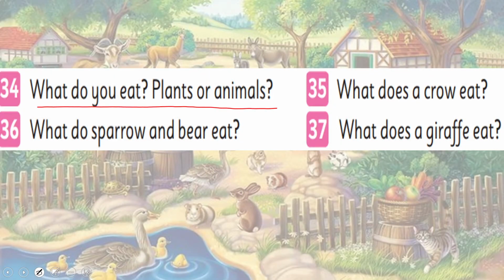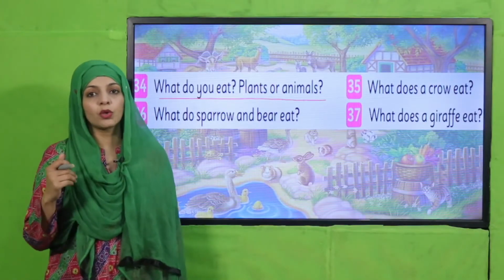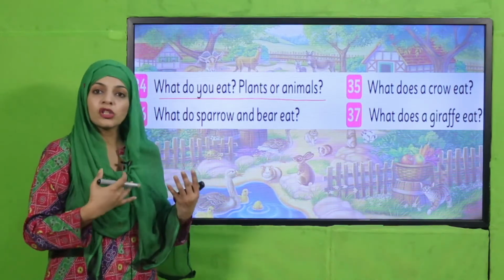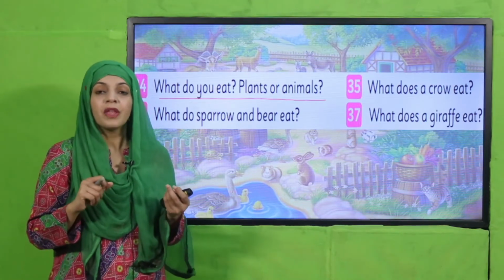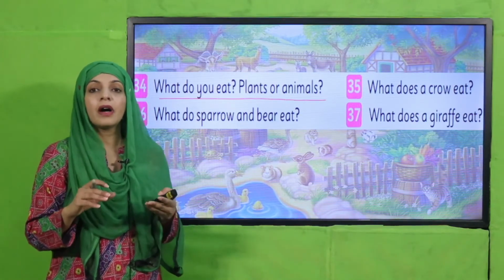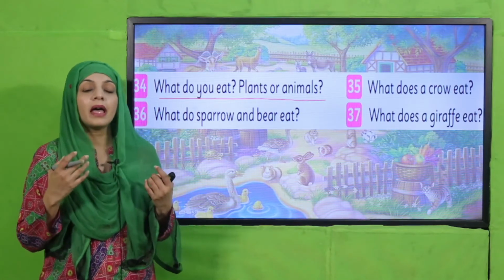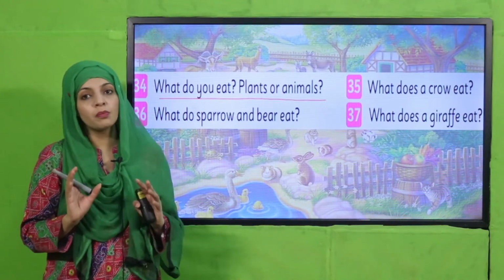Plant or animals? So आप क्या खाते हैं जल्दी से मुझे बताएं. आप जानवरों को खाते हैं या पौधों को खाते हैं? हम दोनों चीजें खाते हैं. हम अक्सर गोश्त भी खाते हैं, जैसे कि बकरे का गोश्त, चिकन खाते हैं, हम फिश खाते हैं, इसके अलावा हम अक्सर सब्जियां और फल भी इस्तेमाल करते हैं. So that means human beings eat both. They eat meat and plants both.